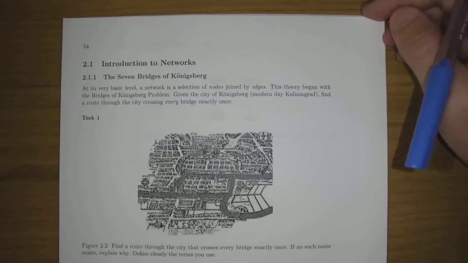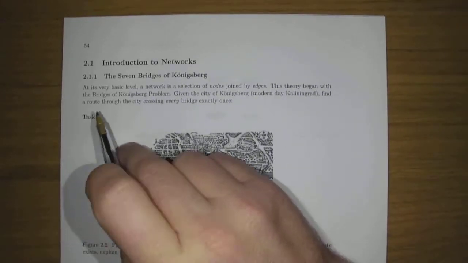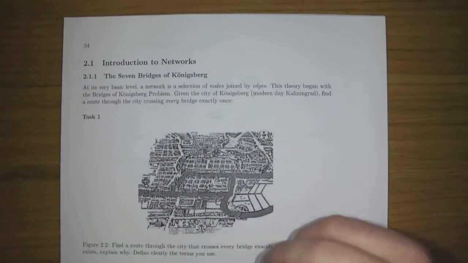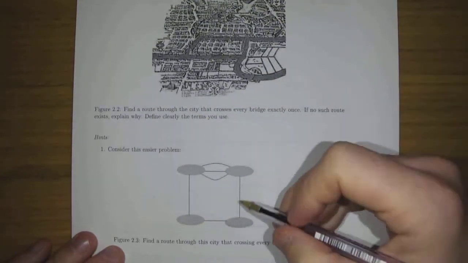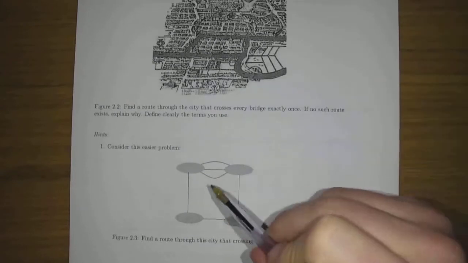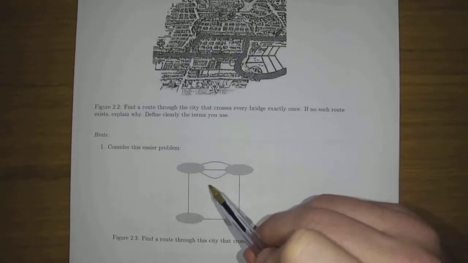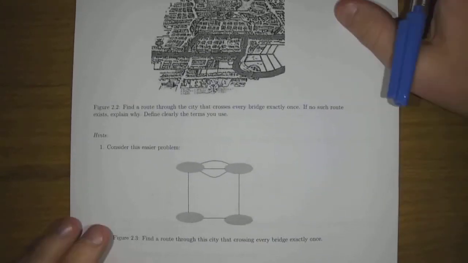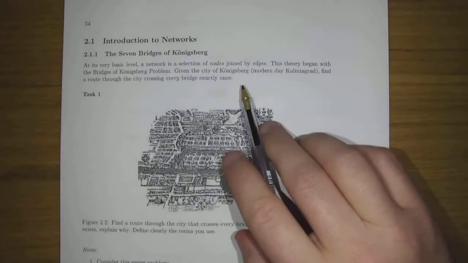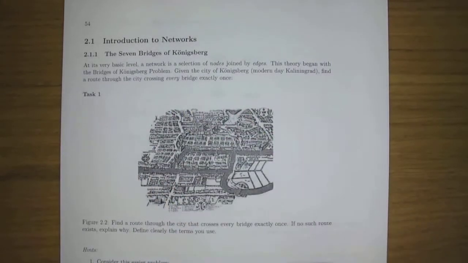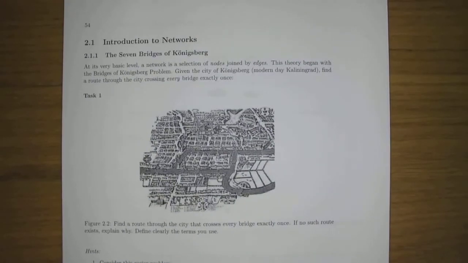So this is the introduction. At a very basic level, a network is a selection of nodes, which are something like this, joined by edges. Now, ordinarily we won't see multiple edges, but just for this problem there will. This theory, graph theory, began with what's called the Bridges of Konigsberg problem: find a route through this city, crossing every bridge exactly once.